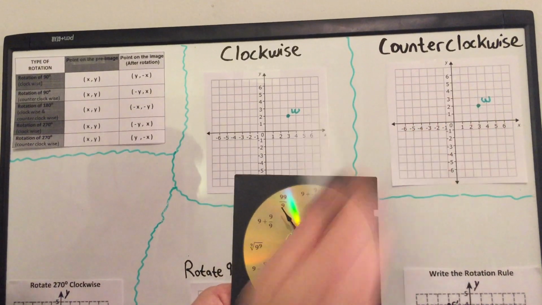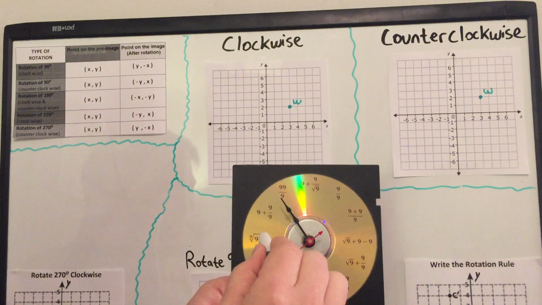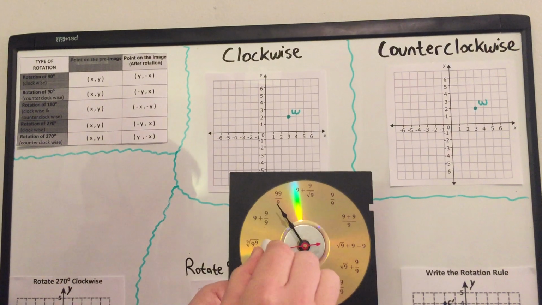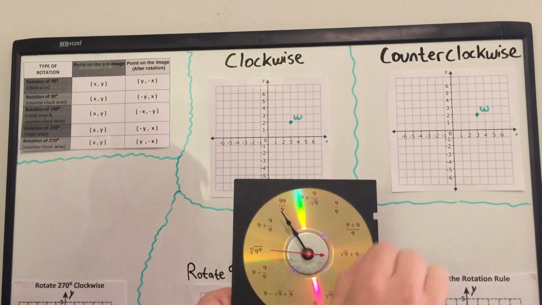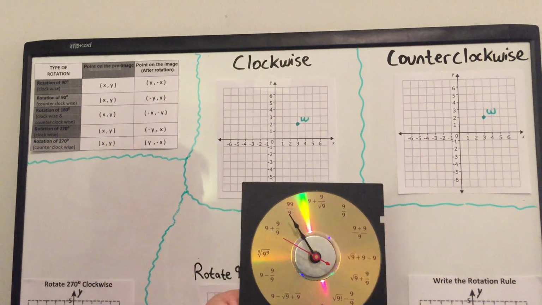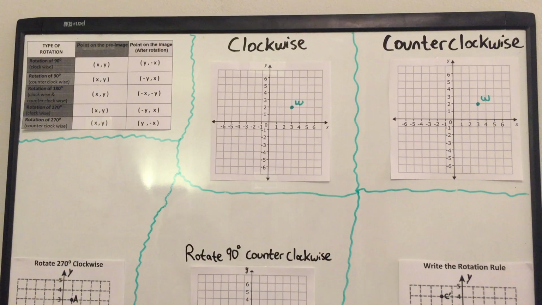Now, of course, counterclockwise is going to be if we went back in time or we went the opposite way of this second hand. So counterclockwise would be going the opposite way, and clockwise would follow the movement of the second hand. So let's talk about how that looks in math.